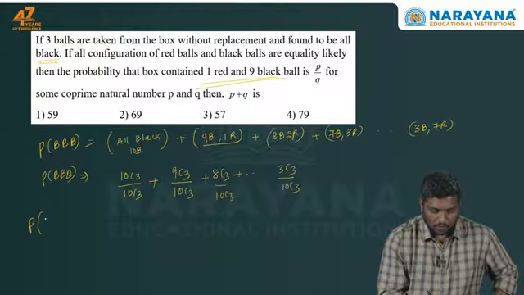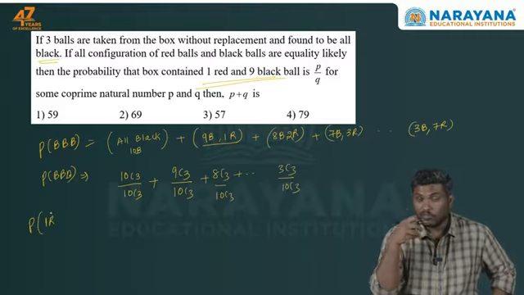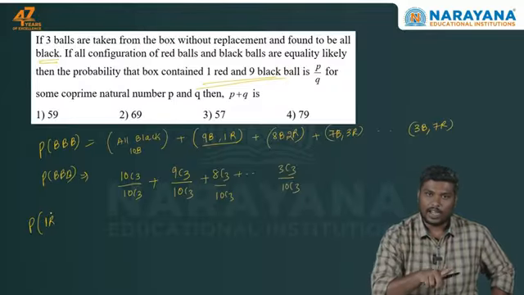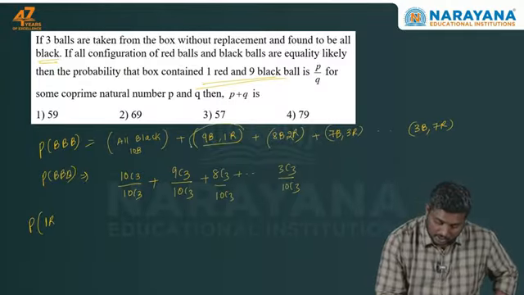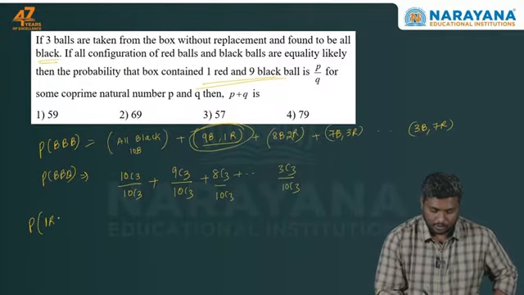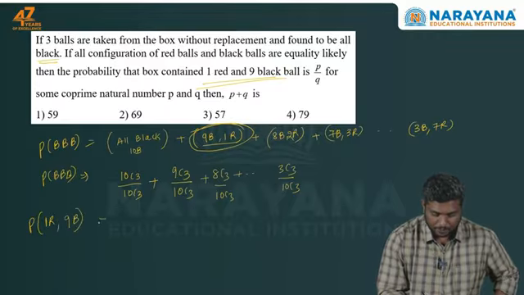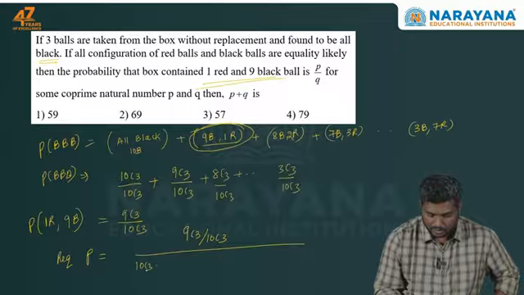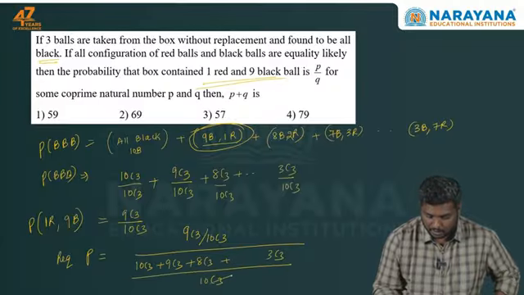Now, the probability of getting 3 black balls from the bag which contains 1 red and 9 black is one such case. 1 red 9 black will be 9C3 by 10C3. So the required probability is equal to 9C3 by 10C3, divided by 10C3 plus 9C3 plus 8C3 and so on till 3C3 by 10C3, like this.